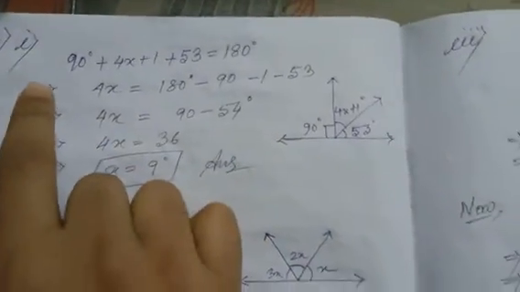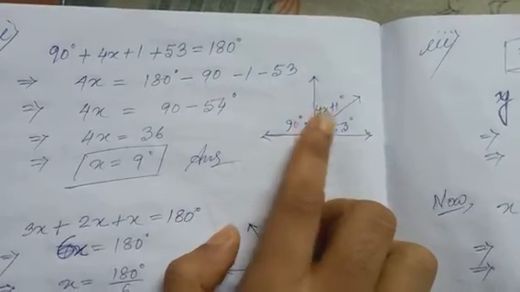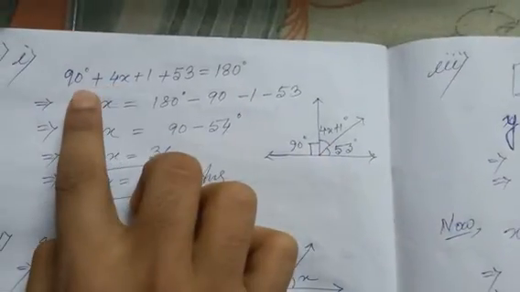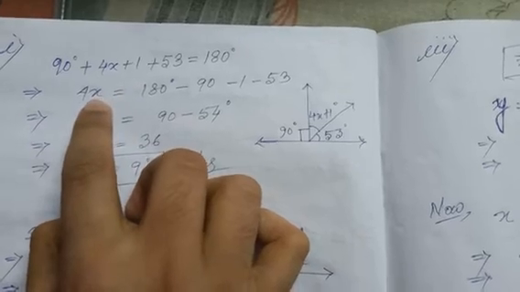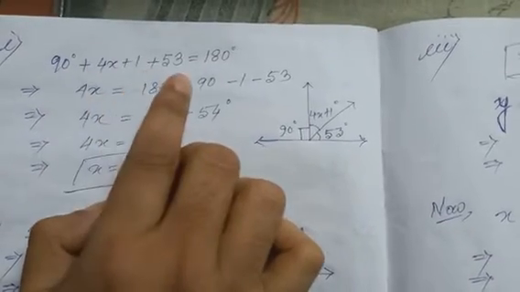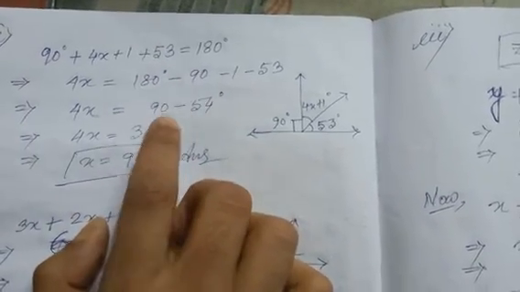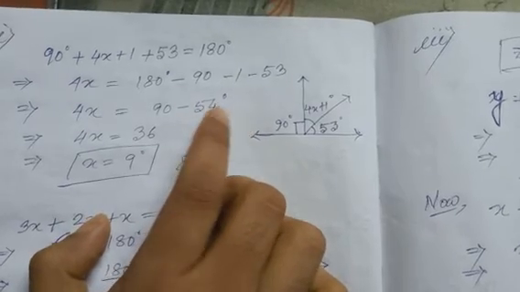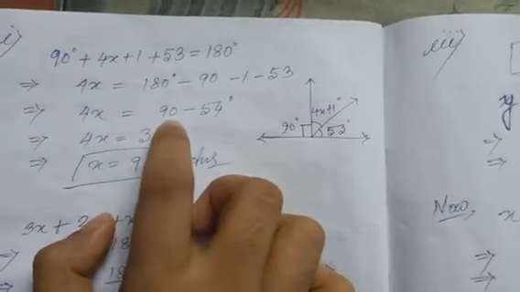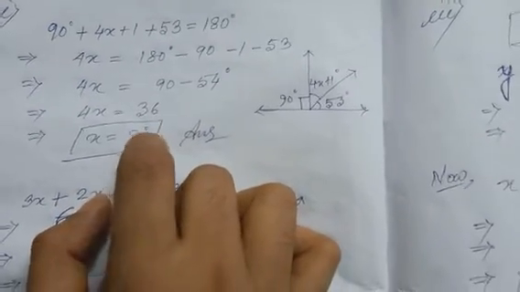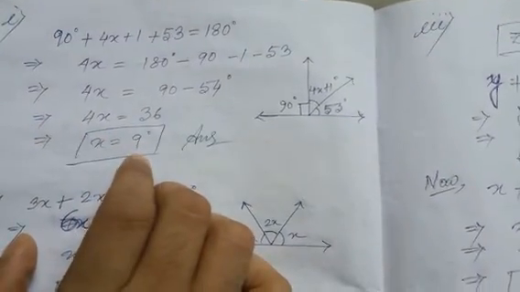Next sum is 6.1. Find the value of x. This is the figure. The total angle is 180 degrees. Therefore 90 plus 4x plus 1 plus 53 equals 180 degrees. Keep 4x on the left side, and 1 and 53 go to the right side, so they become minus. Therefore 180 minus 90 is 90, minus 1 minus 53, total minus 54, so 90 minus 54 is 36. Therefore x equals 36 by 4, which is 9 degrees.